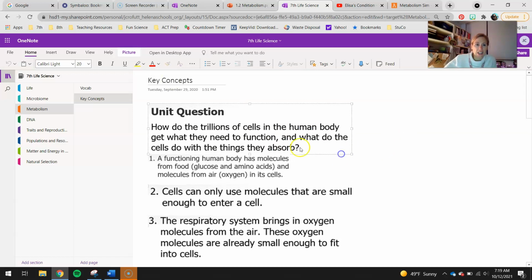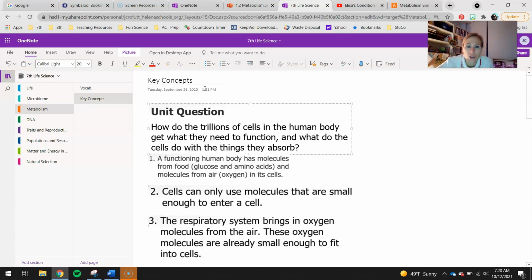Okay, you should have added the unit question, which is what we're going to focus on being able to answer throughout this unit. How do the trillions of cells, which we learned about in the last unit, the body has trillions of cells, and we also have trillions of microorganisms in and on us. So how do the trillions of cells in the human body, and I'm talking about your cells, your skin cells, the cells of your hair follicles, cells in your heart, cells in your muscles, your nerve cells, whatever the case, get what they need to function? And they have a lot of things they need.